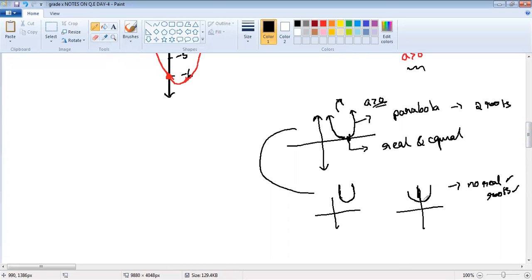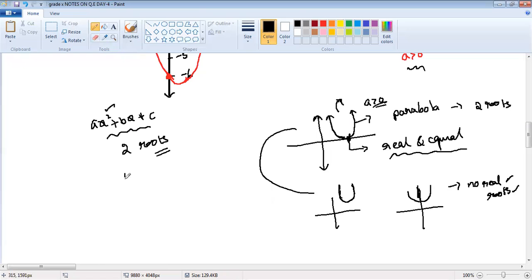So a is greater than 0. And totally here we are talking about a greater than 0 only. But when we talk about the number of roots, here the number of roots will be 2. But the 2 roots are real and equal. Here, no real roots, but roots will be there. Because it is in the form of ax square plus bx plus c. So remember, what is the degree of the polynomial? Whatever, the degree is 2. So definitely it has 2 roots.